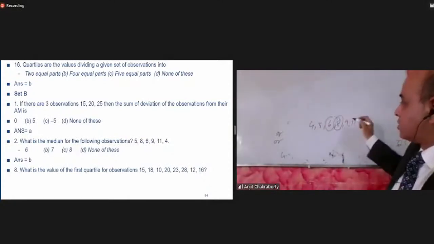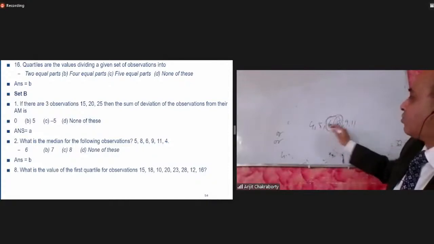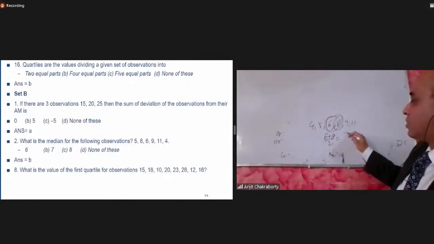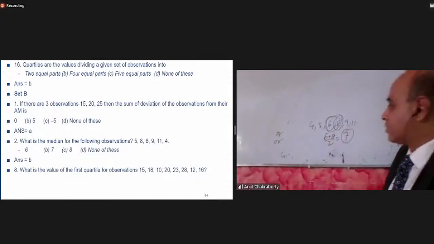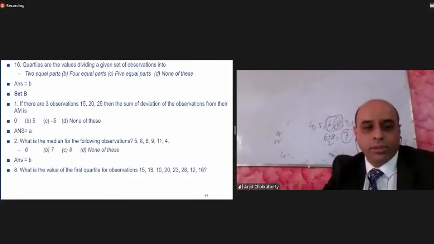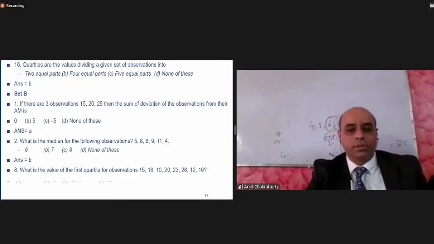Sorry. So we are taking the middle two, 6 and 8. So 6 plus 8 by 2. That is the average, we are taking the arithmetic mean. So 7. So the median is 7. Option B. Right answer.